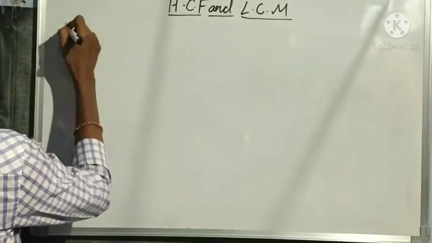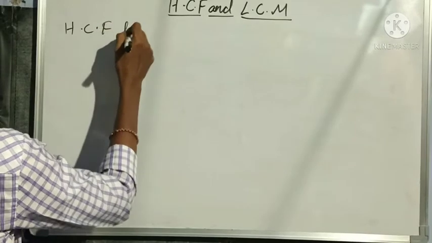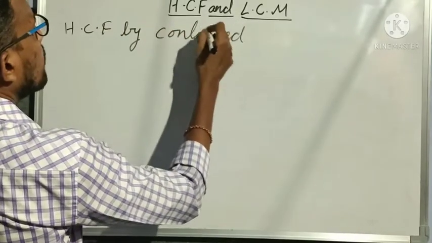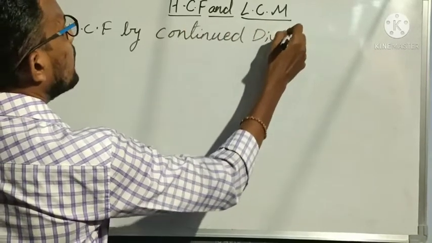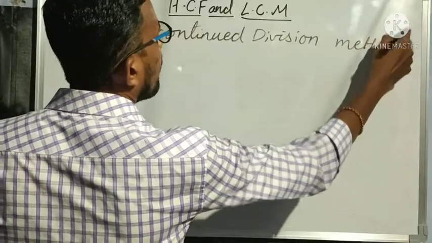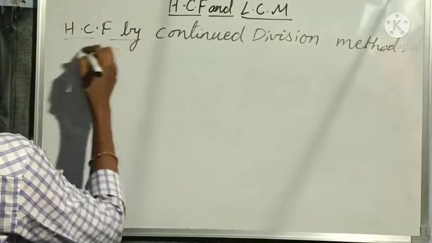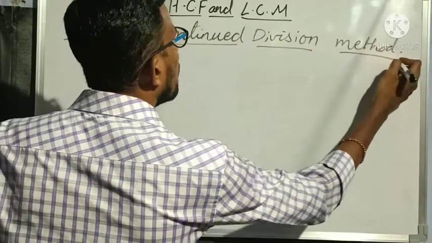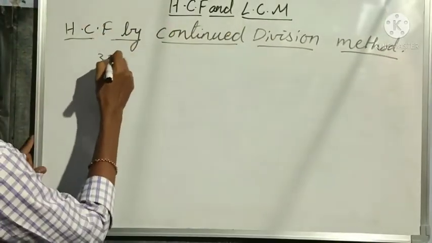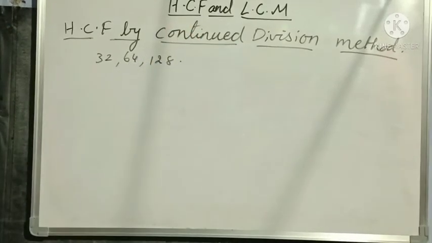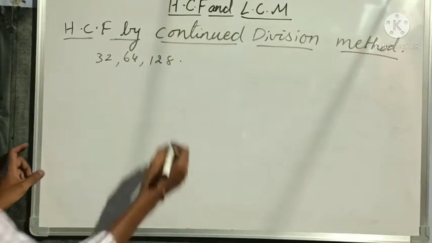HCF by continued division method. Okay, HCF by continued division method. How to do? Let us see now. So the same example I will take, 32, 64 and 128. Okay, so how to do continued division method?